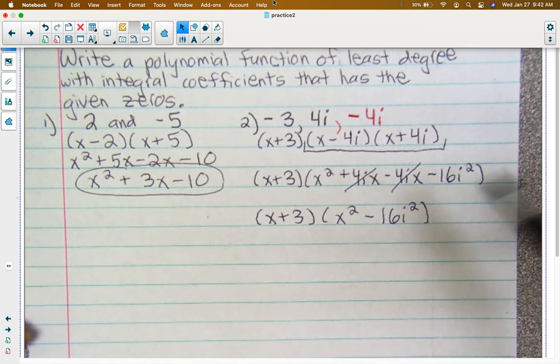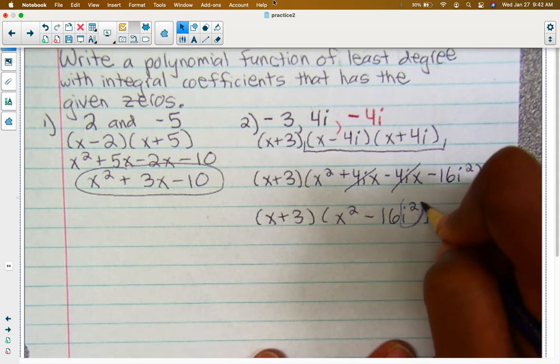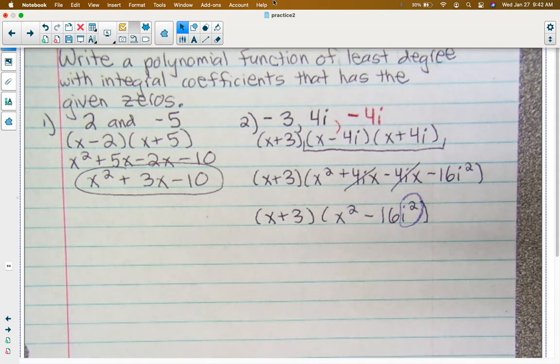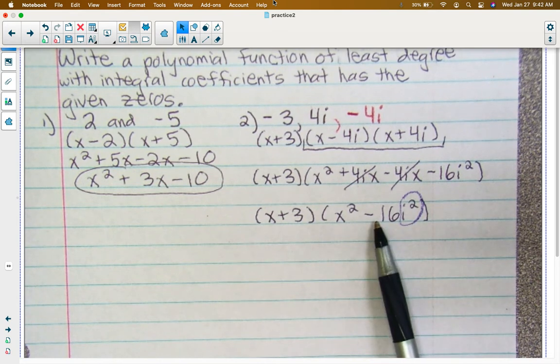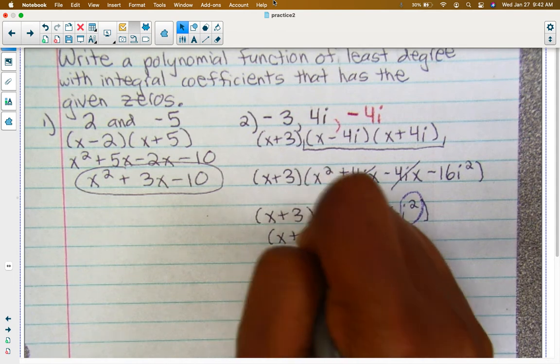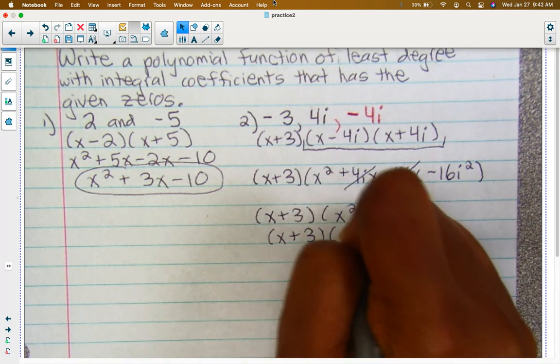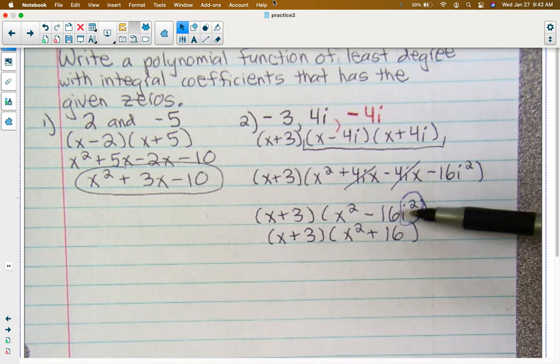So i squared gives me negative 1. So now this becomes positive 16, because negative 1 times negative 16 is a positive 16. So now I have x plus 3 times x squared plus 16, because i squared equals negative 1 and two negatives make a positive.